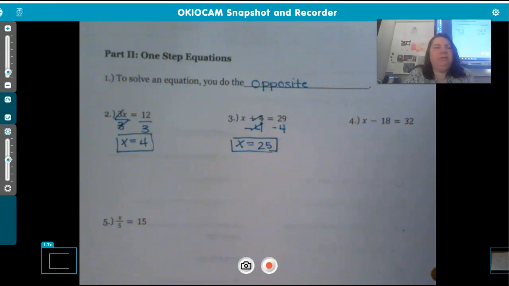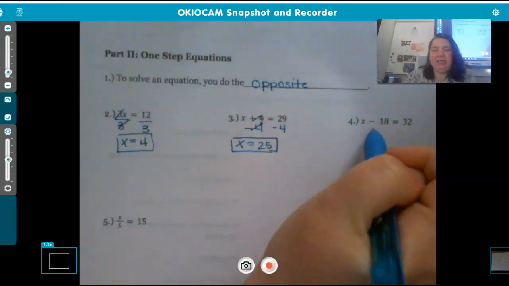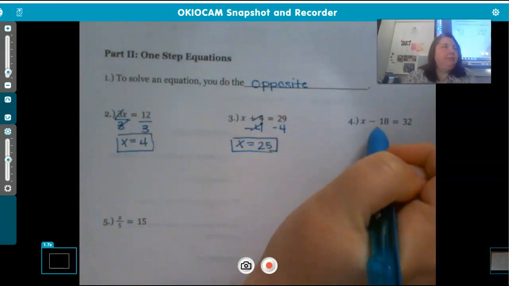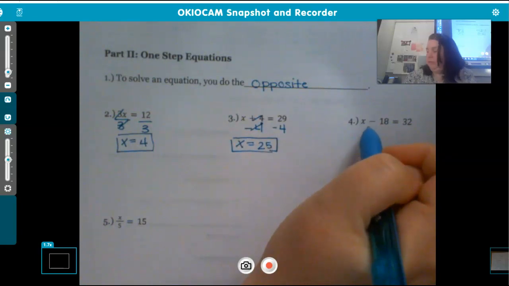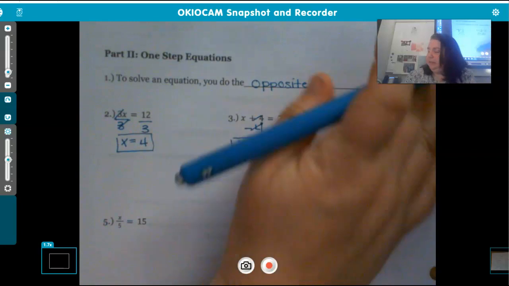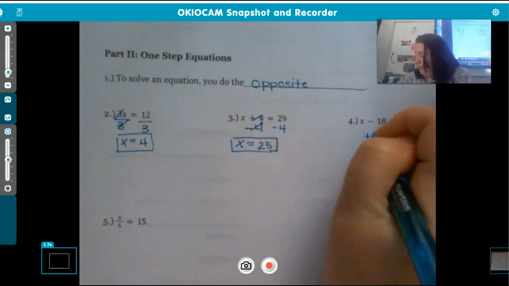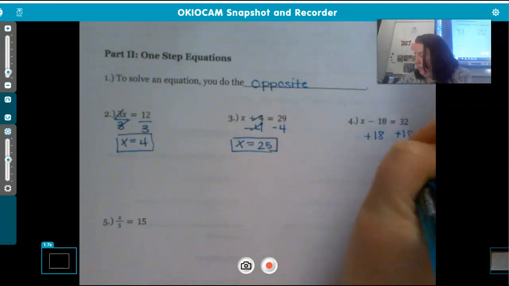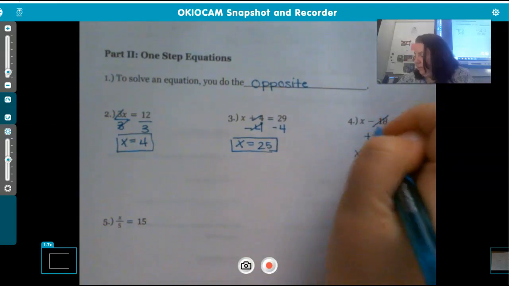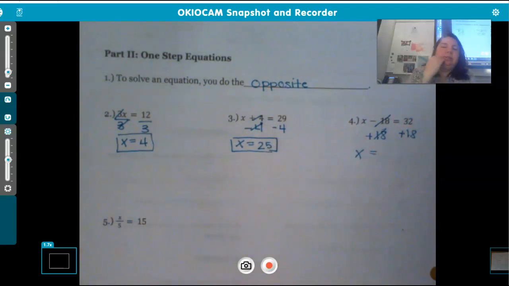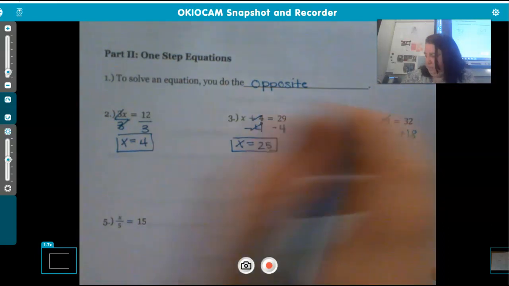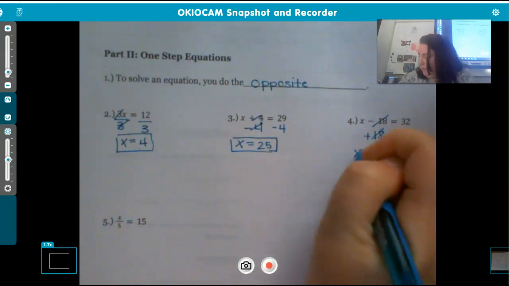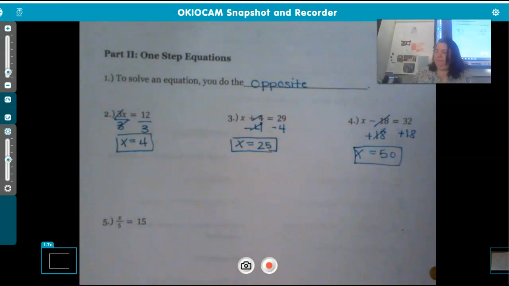Okay. x minus 18 equals 32. What is the equation asking us to do? Subtract. So then what's the opposite? Add. We bring down our x. These cancel each other out. What is 32 plus 18? 50. x equals 50.